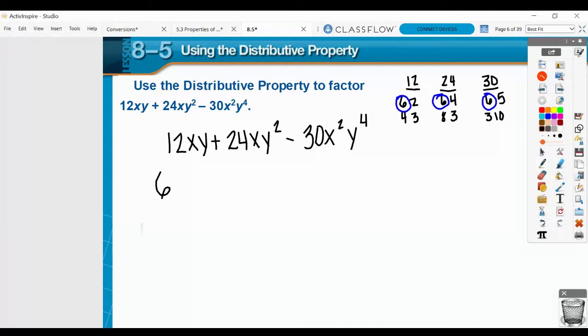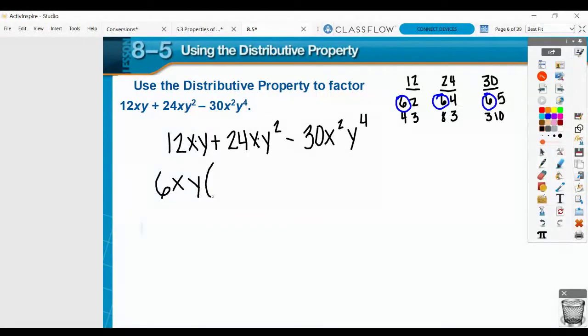And then we need to look at our exponents. So we have 1x, 1x, and 2x's. We are taking out the least amount, so we can only take out an x. And then we look at the y's. We have a y, 2y, and 4y. So we can only take out a y.